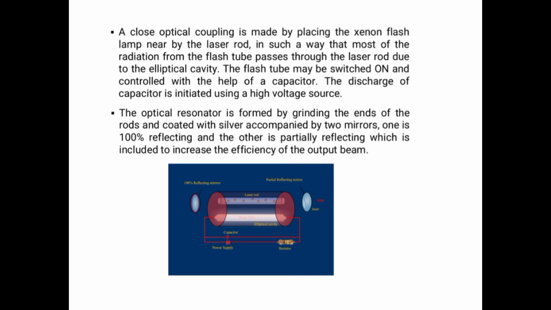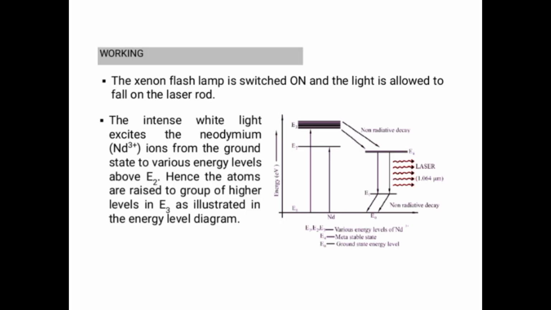The optical resonator is formed by grinding the ends of the rod and coating them with silver, accompanied by two mirrors. One is 100% reflecting and the other one is partially reflecting, included to increase the efficiency of the output beam. Next, the working. The xenon flash lamp is switched on and the light is allowed to fall on the laser rod.